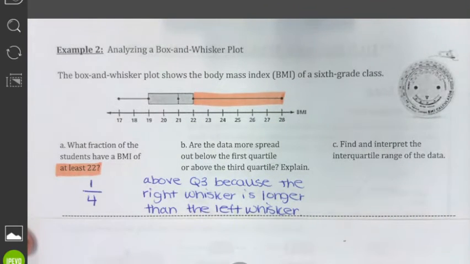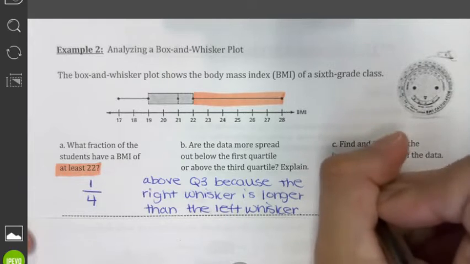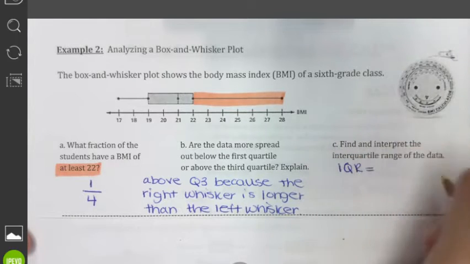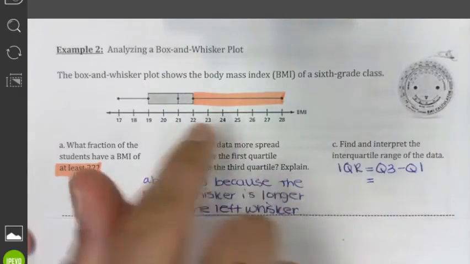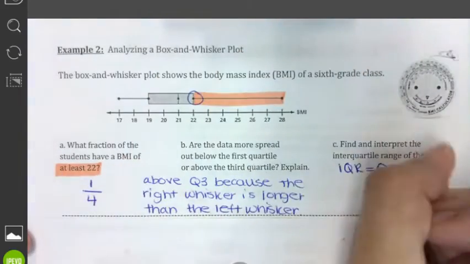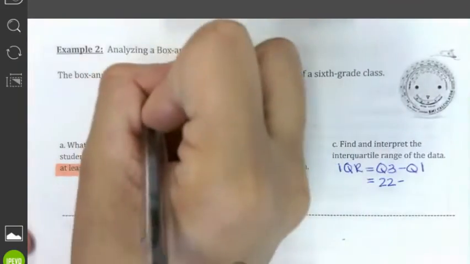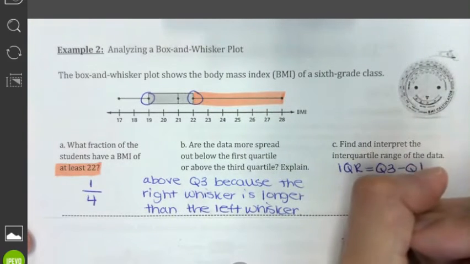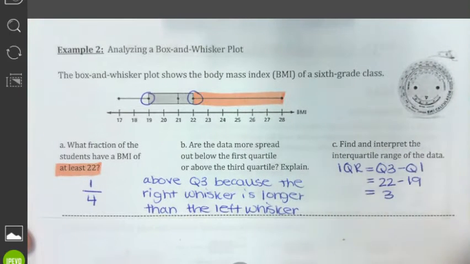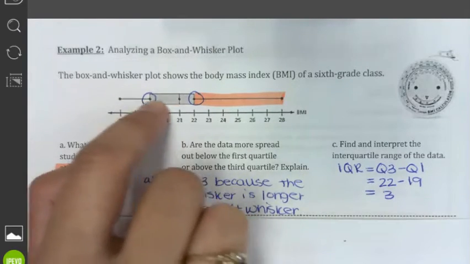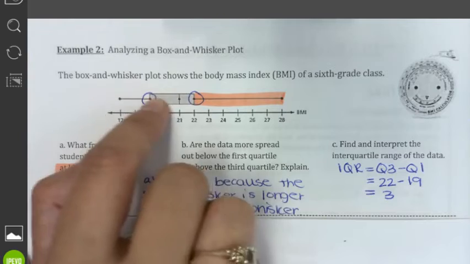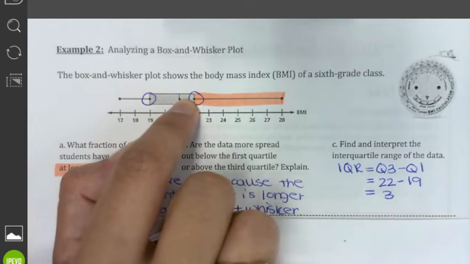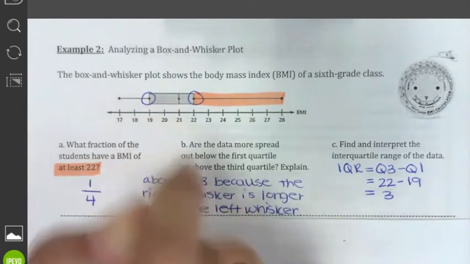Next, we're going to find the interquartile range of the data. So for IQR, we have to do quartile 3 minus quartile 1. Quartile 3 is found right here at 22. Quartile 1 is found right here at 19, which means our interquartile range is 3. So now we need to interpret it. Now I also want you to notice that the interquartile range is the distance between quartile 1 and quartile 3, which basically means the range of the box. So that's an image for you to see that.